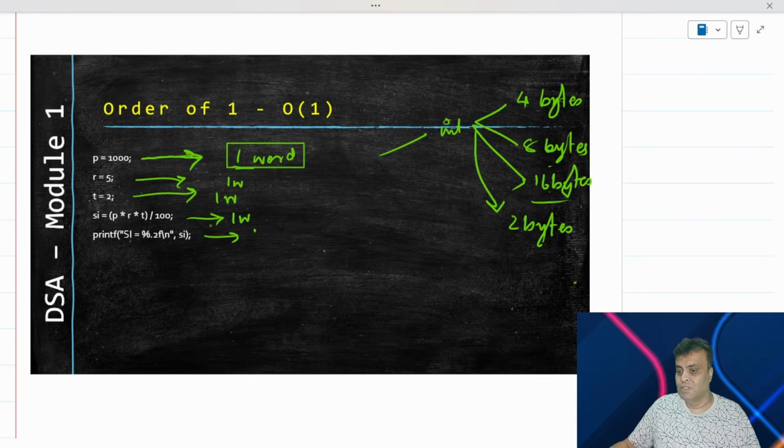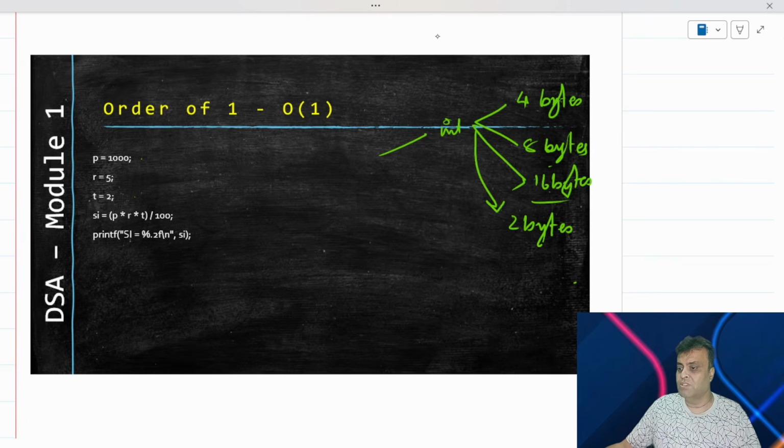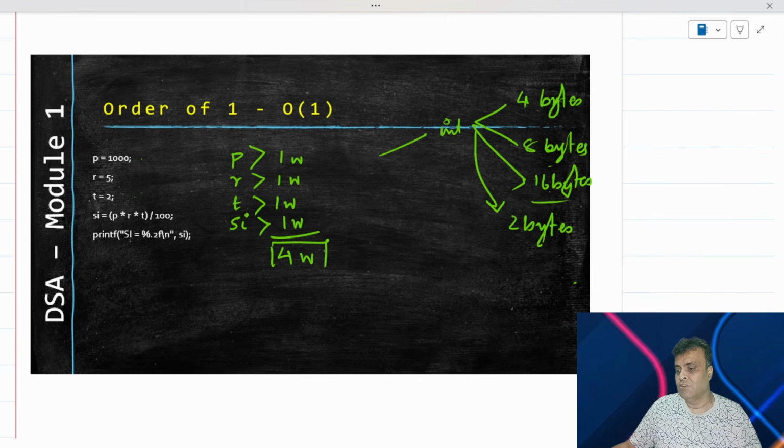Actually speaking, we should not be doing it in this manner. In time complexities, we take every statement and put a line and put the time taken. But for space complexity, what we will do is find out what the variables are. We will find out that we needed the P variable, R variable, T variable and SI variable. These are the only 4 variables that we need for this particular program. So this will take 1 word, this will take 1 word, this will take 1 word, and this will also take 1 word. So this will be a total of 4 words of space that we need.